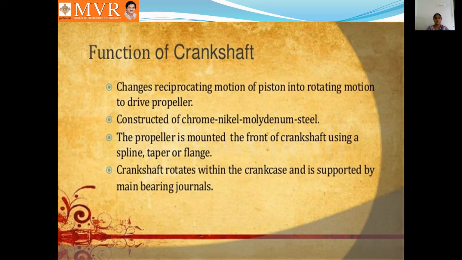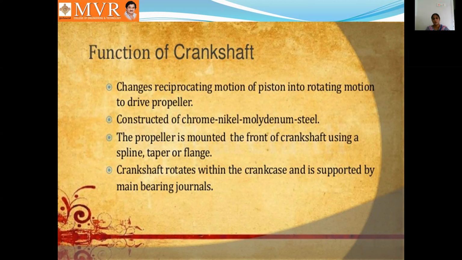Next, the functions of the crankshaft. It changes the reciprocating motion of the piston into rotary motion for the driver. Just imagine the working process. The piston has a to-and-fro motion, which is the reciprocating motion of the piston. It changes into the rotary motion of the drive wheel.